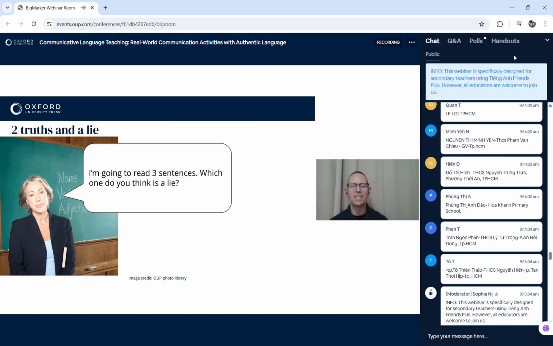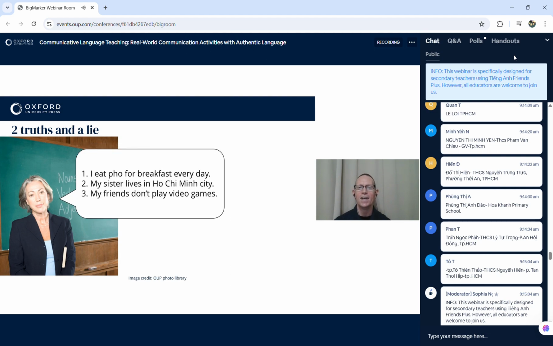So here is how the teacher might introduce this activity. I'm going to read 3 sentences. Which one do you think is a lie? Okay. So here are the example sentences. These are actually true and false for me personally as well. They're not true for me actually. That's wrong. So please imagine they are for the teacher.